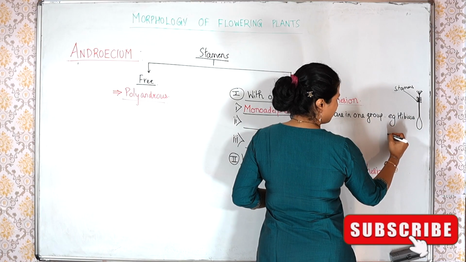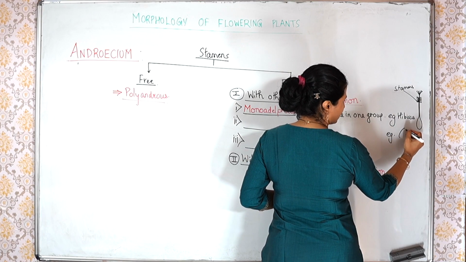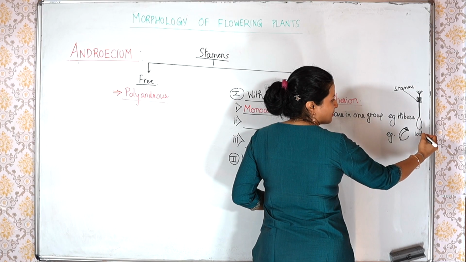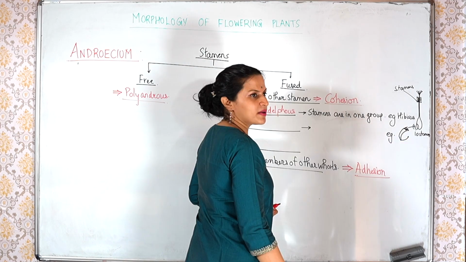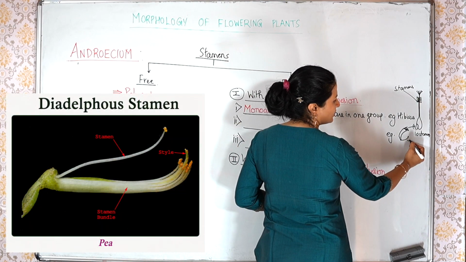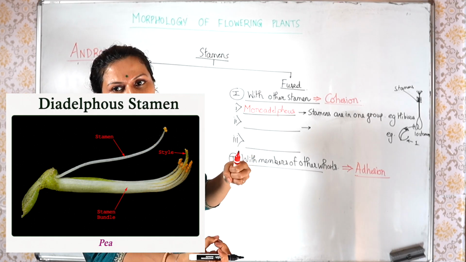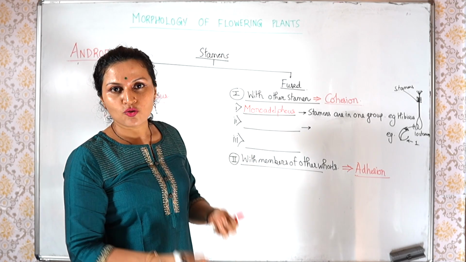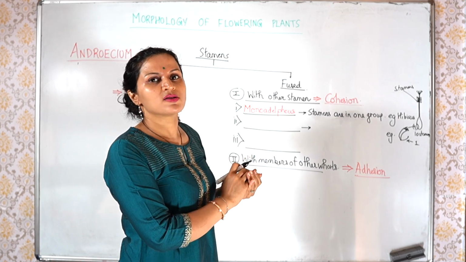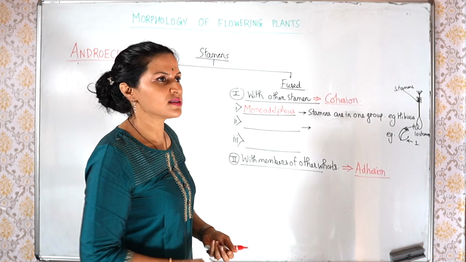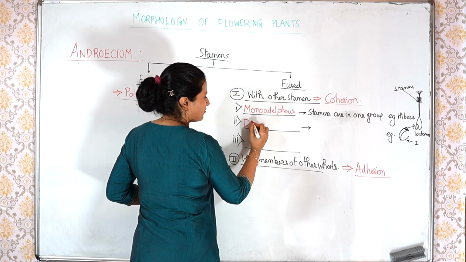Next, in case of pea flower, there are 2 bundles. There are total 10 stamens. 9 of them are present together as one bundle and 1 stamen is present as the second bundle. There is a 9 plus 1 situation there, and there are total 2 bundles. If one bundle is called Monadelphous condition, 2 bundles will be called Diadelphous condition.